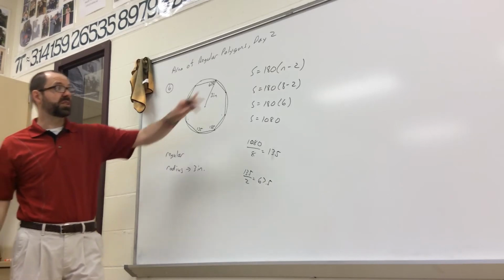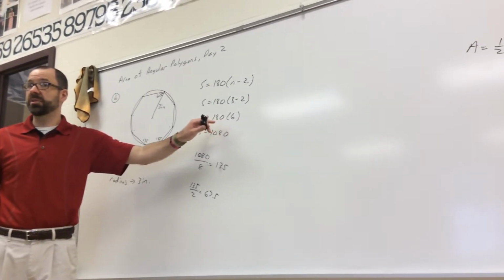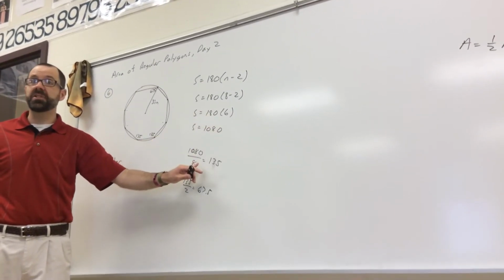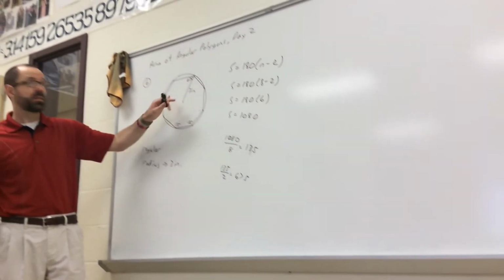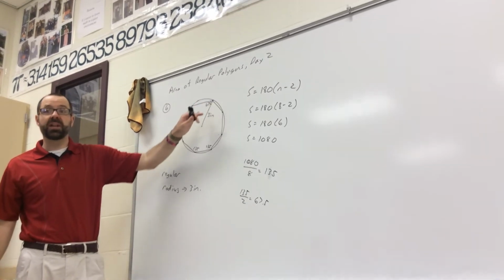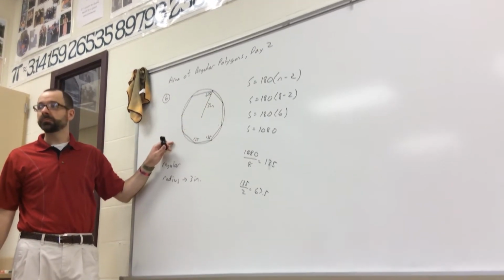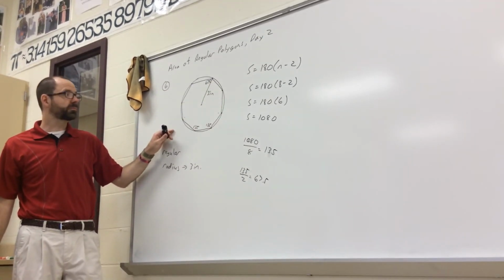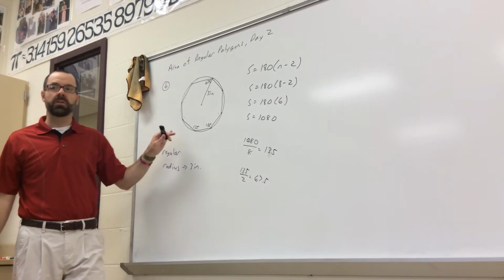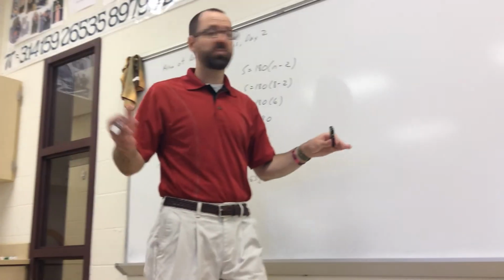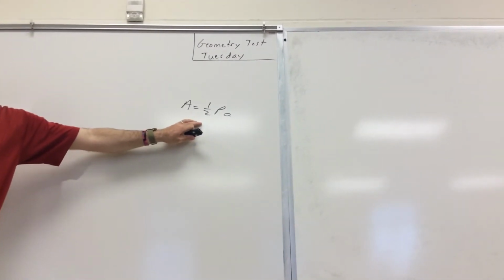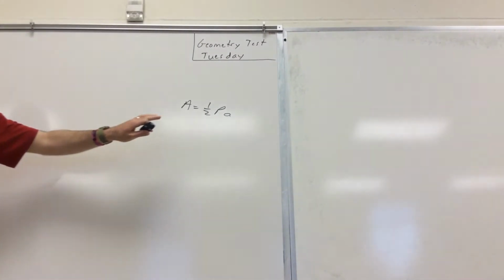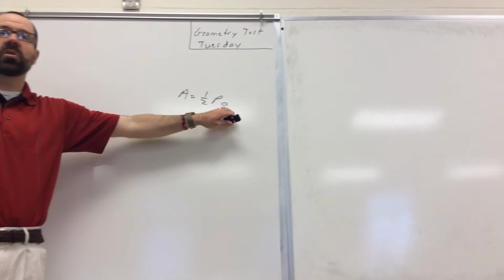So I used this formula to figure out what all the angles added up to, divided by 8 to get each angle, and then divided by 2 because the radius sliced the 135 up there in half. Okay, but the real goal of this problem is to find the area of the octagon. This is where we're going. So what does the A stand for in this formula?